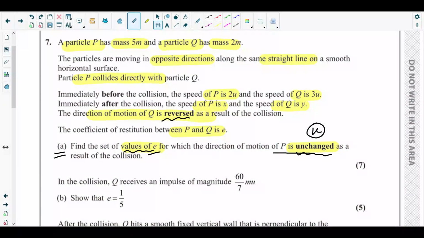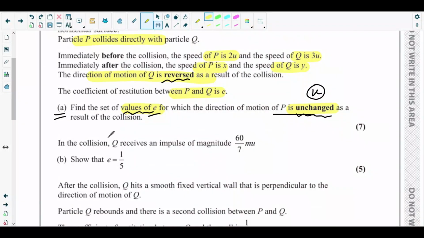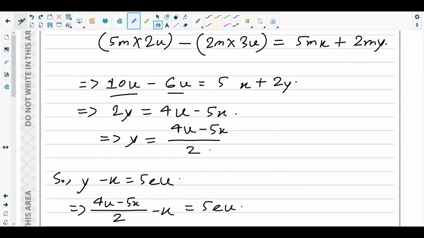That's it. Fine. Okay, next is part B. In part B, the question says in the collision Q receives an impulse of magnitude 60 over 7 mu. So part B is asking to show that e equals 1 over 5. The value for the coefficient of restitution between Q and P is 1 over 5. That's what we need to show. Okay, so consider the impulse.